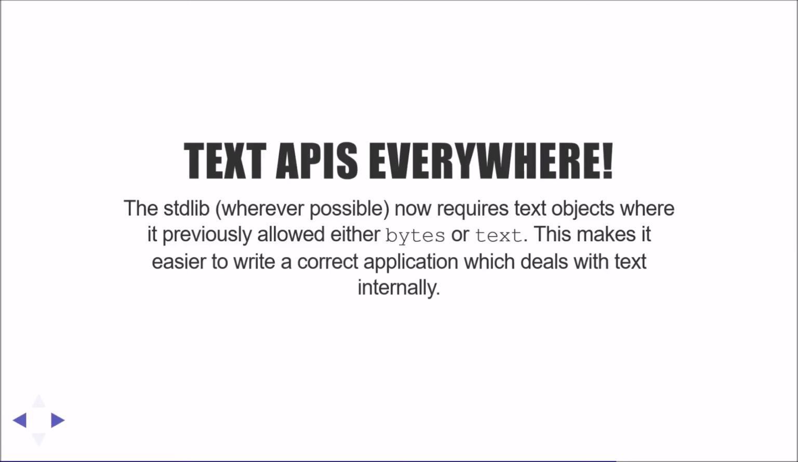The standard library now requires text objects wherever possible, whereas it previously allowed either bytes or text, or sometimes required bytes. This makes it much easier to write a correct application which deals entirely with text internally. As stated earlier, the requirement of bytes by the Python 2 standard library made it much more difficult to write a text-aware application.